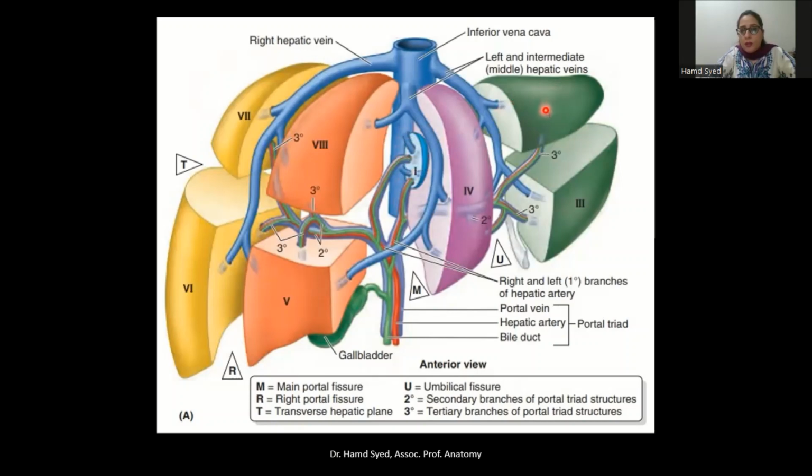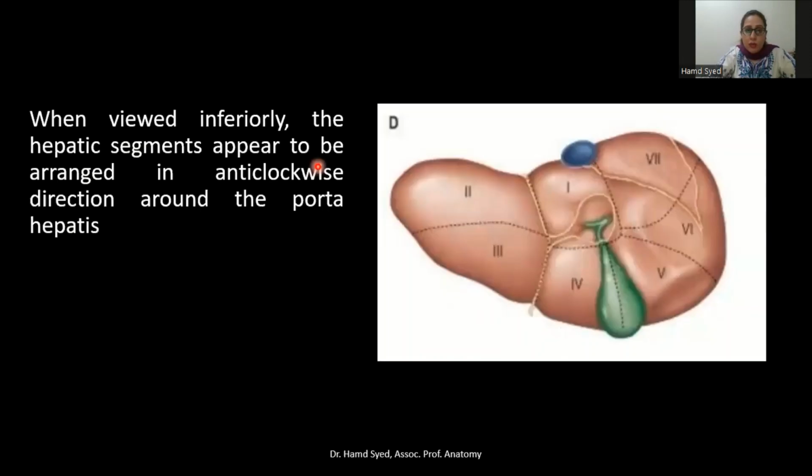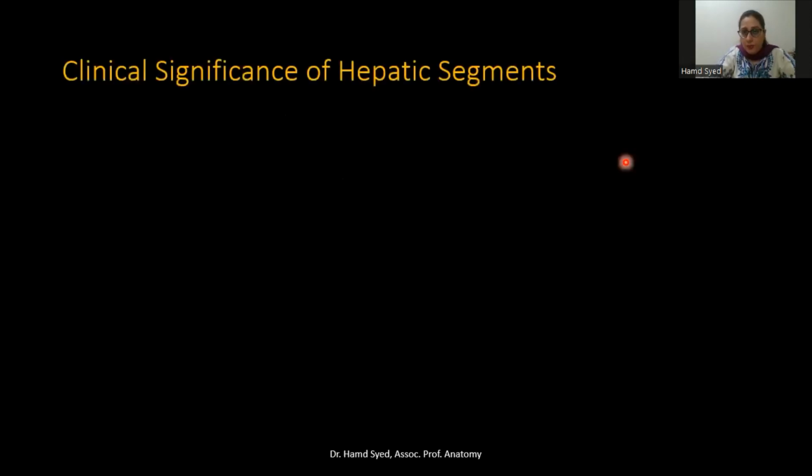Then you can see the second and the third, which are the upper and lower segments in the left lobe. And fourth is the quadrate lobe. Okay, the fourth one is the quadrate lobe. And then 5th and 6th, 7th and 8th. These are the segments present in the right lobe. So these are a total of 8 segments, 8 hepatic segments of the liver. If you're looking at the visceral surface of the liver from below, these segments are arranged in an anti-clockwise direction around the Porta Hepatis. So here is the Porta Hepatis in these segments 1, 2, 3, 4, 5, 6, 7. You can see they're arranged in an anti-clockwise direction.